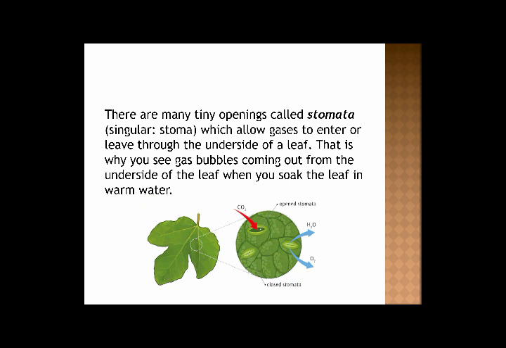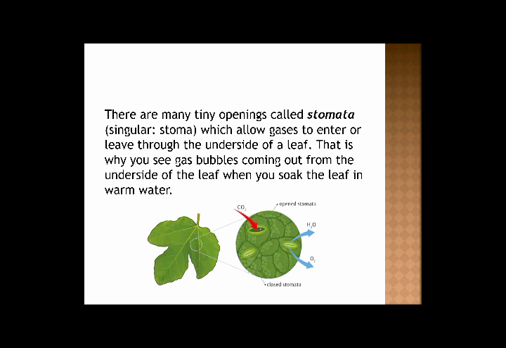Now the next part of plants is the many tiny openings that are called stomata. When we are talking about a single opening, we call it a stoma, but as we all know, there are very small and tiny openings under the leaves, and because they are in bulk, we call them stomata, which allow gases to enter or leave through the underside of a leaf.